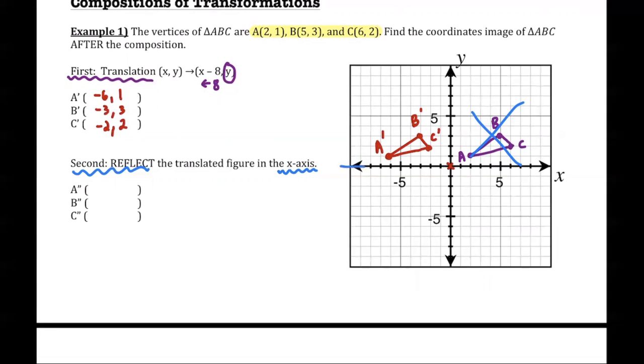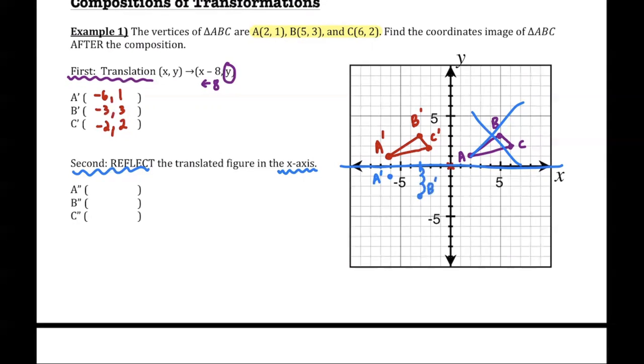So think of our x-axis as the line that we're measuring all of our points from. Whatever the distance away from it, we're going to count that many in the opposite direction. So to get to point A from my blue line, I'm going to go up 1. So to find the reflection, I'm going to go down 1, and that's where point A is. For B, I am measuring from this point right here, and I count up 3. So to find my new point, I'm going to count down 3 to find point B.